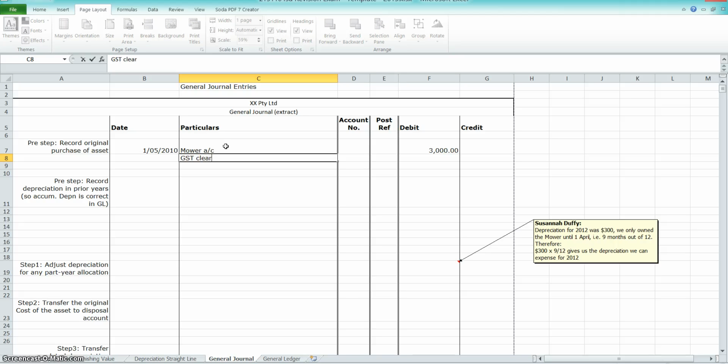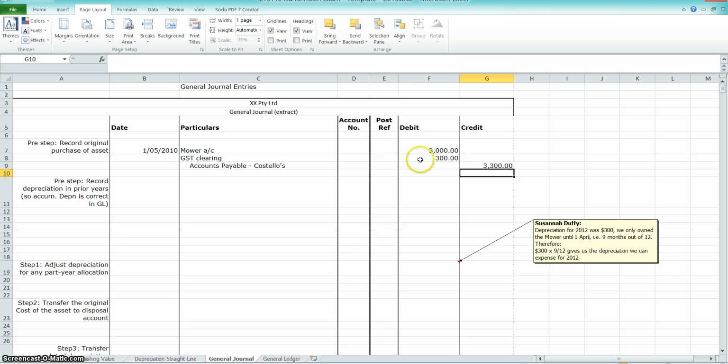We'll then have GST clearing for 300. And the credit side to balance it will be accounts payable, because if you remember from the question, it says we purchased it on credit. Equals sum, open bracket, and you can select those two to get that there. Okay, so that's as easy as it is. That's the journal for it. Then we're going to post each of these values into their appropriate ledger account in the general ledger.